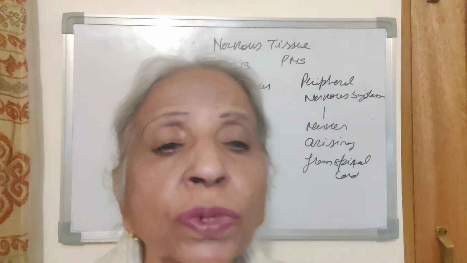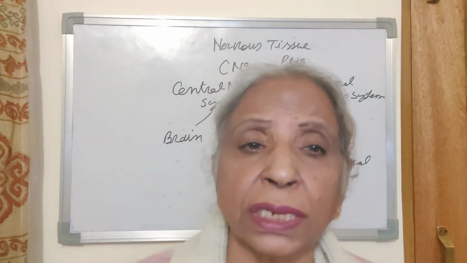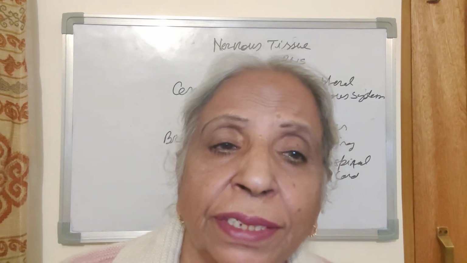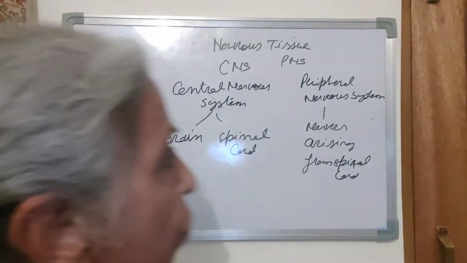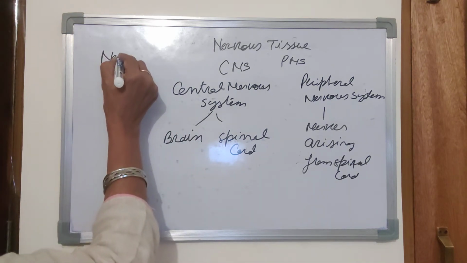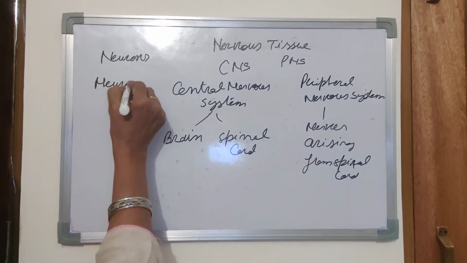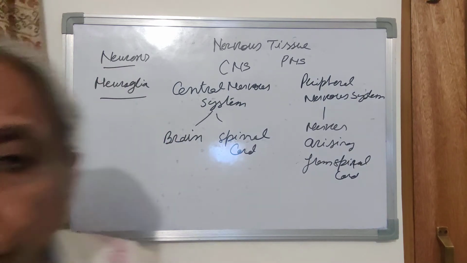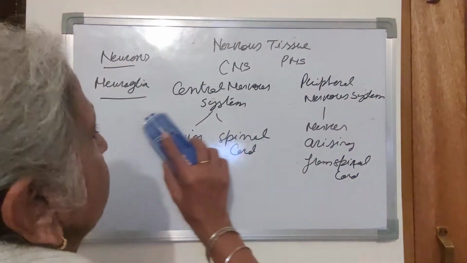Central nerve tissue is composed of two kinds of cells. Nervous tissue, the entire nervous tissue, central as well as peripheral, is composed of two kinds of cells: neurons and neuroglia. Neurons are actually nervous in function.